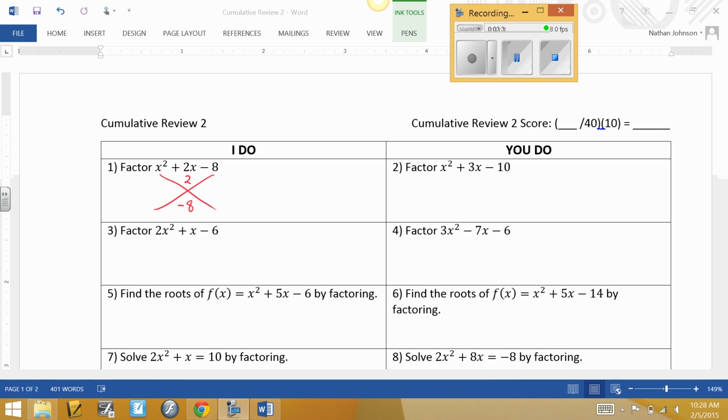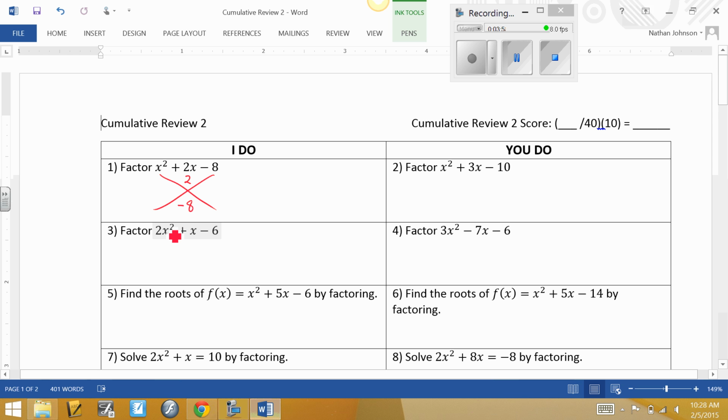Problem 1, we're asked to factor a quadratic expression. And you'll remember the method we used for this is the umbrella method. I drop the middle number into the top of this x, and I multiply the first number, which is a 1, by the -8, and that number goes here.